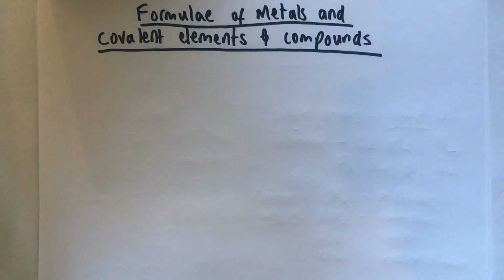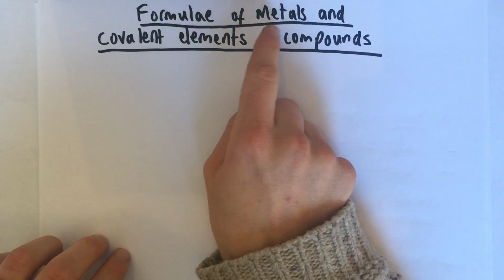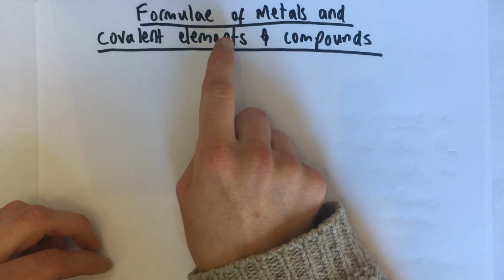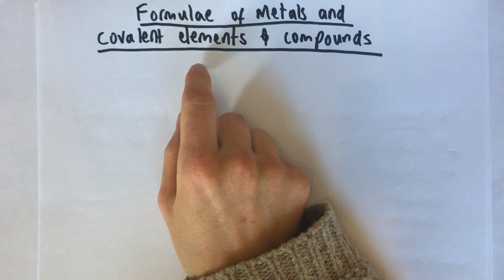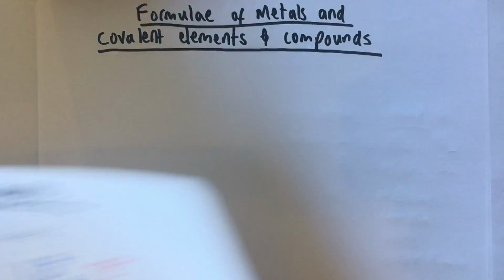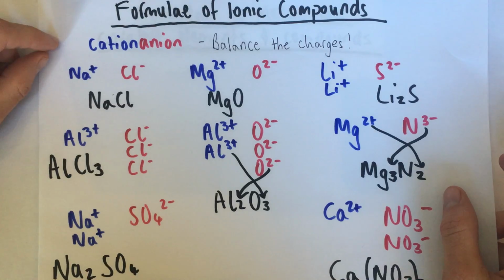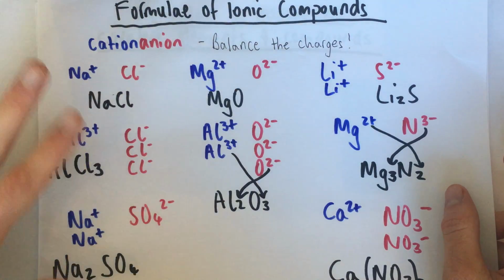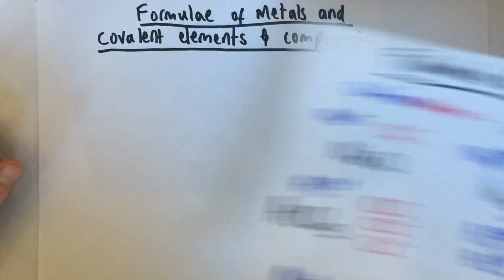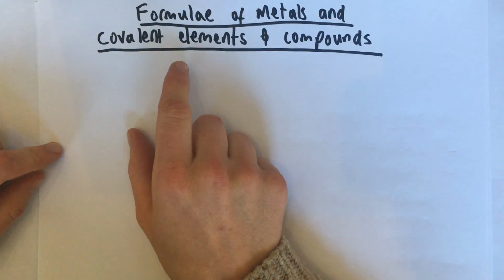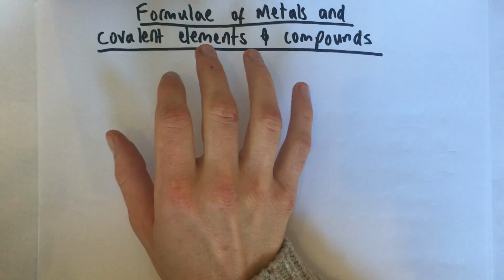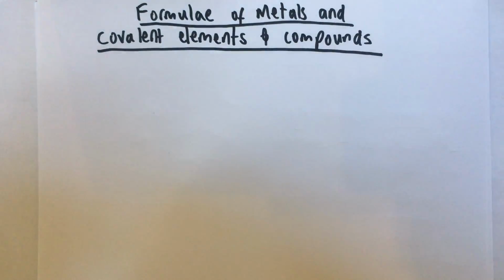This is the catchily titled Formulae of Metals and Covalent Elements and Compounds. There are also ionic compounds. I've made a specific video about how to work out the formulae of ionic compounds because that requires balancing the charges, so there's quite a lot to get to grips with. For metals and covalent elements and compounds, it's quite easy. Just got to remember a couple of little things and that's it.